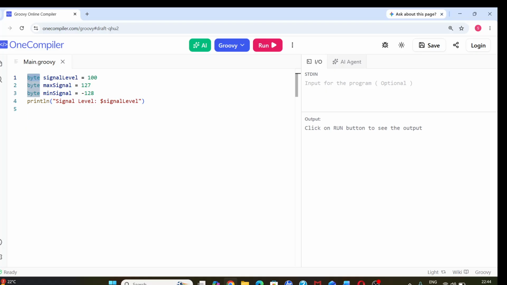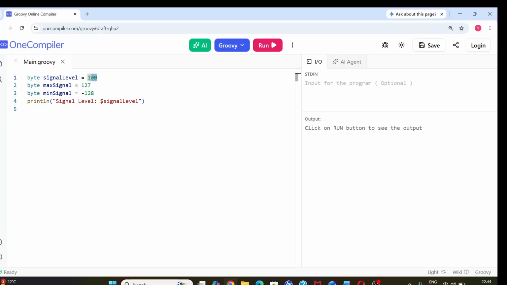Then next we write byte signal level equals 100. Here we are declaring a variable named signal level, and we are assigning it the value 100. Since 100 is within the valid range of a byte, this assignment works perfectly.